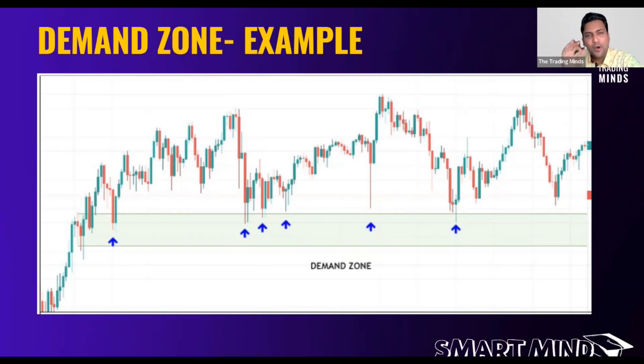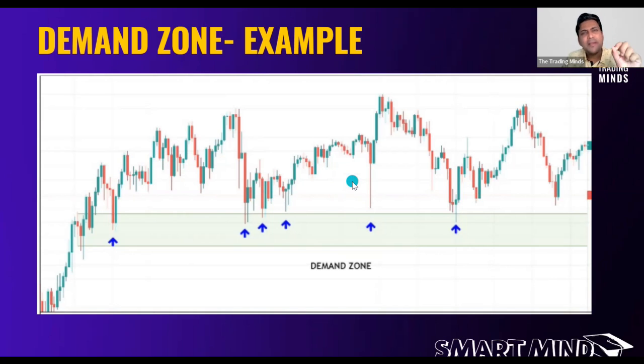So if you want to plan a trade, how do you plan it? You should keep a buy order at the demand zone, and you should keep a sell order at the supply zone, right? Or if you want to buy a call option, you have to buy at a demand zone, and if you want to buy a put option, you have to buy at a supply zone, correct?